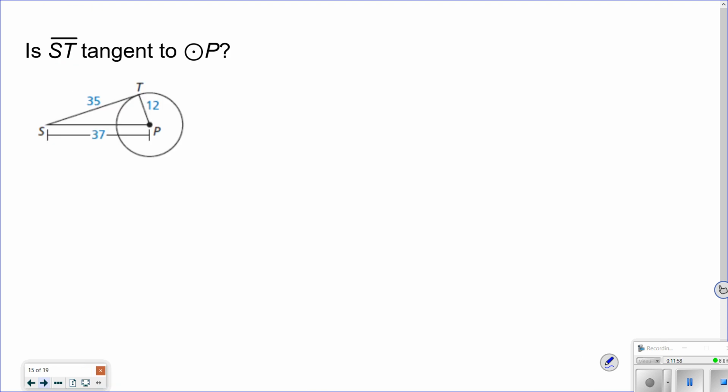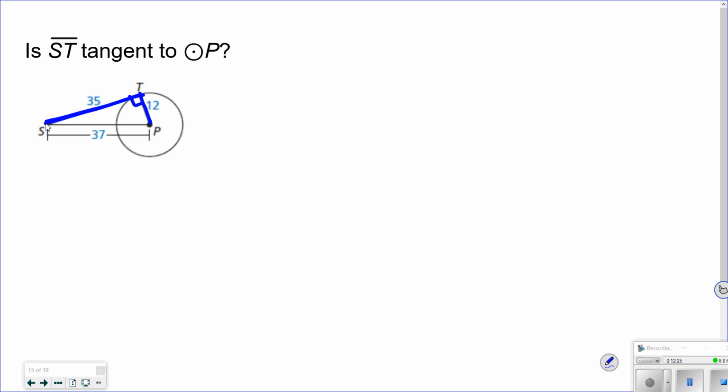This is asking, is ST tangent to circle P? So the question is, is that line right there tangent? And you can't just look at it and say, yeah, it looks like it or it doesn't look like it. We want to have evidence and proof. So what I'm really asking is, if that is a tangent line, it has to be perpendicular to the radius right there. So the question is, is it a right angle?